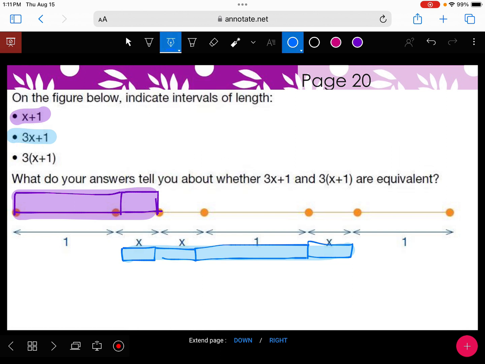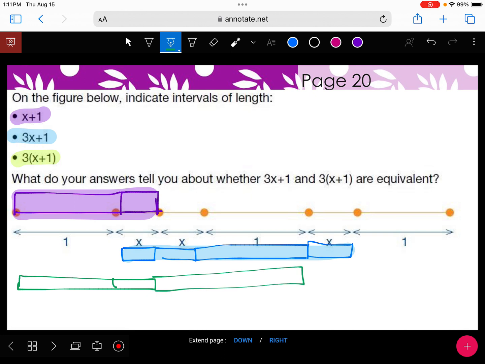You use all 3 1s and all 3 x's. For 3x plus 1, I'm going to use this green one, which looks yellow. I've got my x plus 1 that we did first with our purple. I've got another x plus 1 here, and another x plus 1 here. So that gives me 3 x plus 1s: 1, 2, 3.